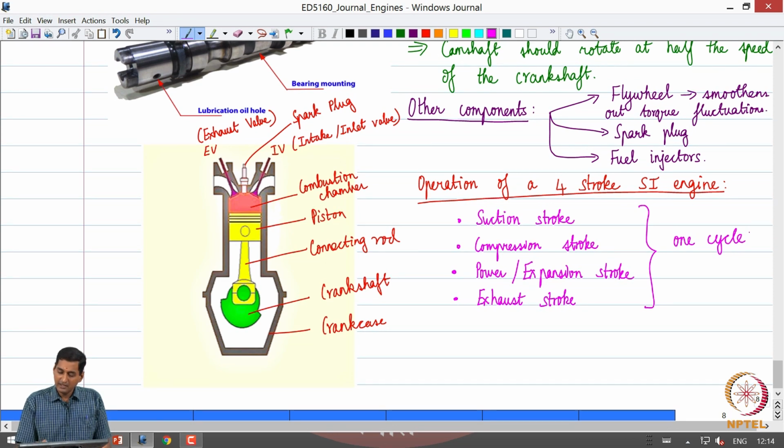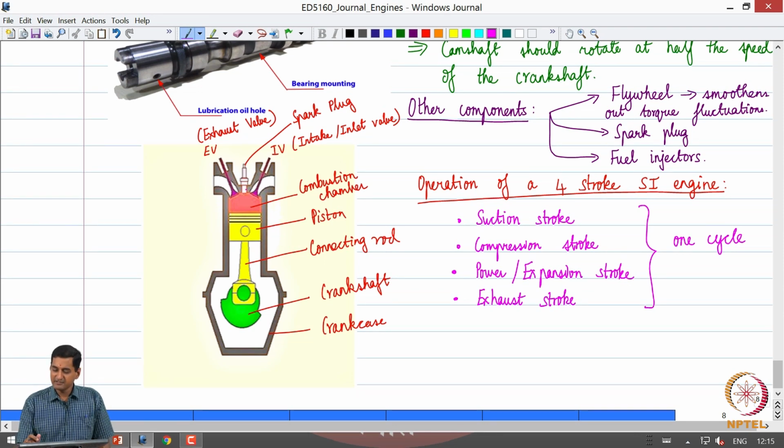Now, we can observe that in a spark ignition engine or a petrol engine, a spark plug is provided to initiate the combustion process. In a diesel engine or a compression ignition engine, the spark plug will not be present and we will have what is called a fuel injector, which will spray the fuel into the combustion chamber. We will look at the differences shortly.